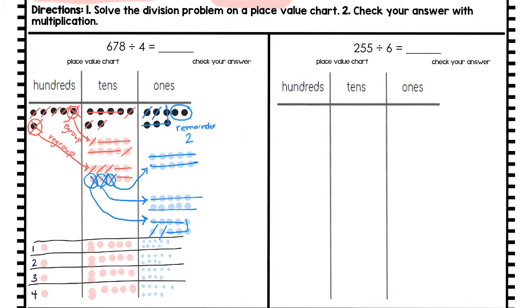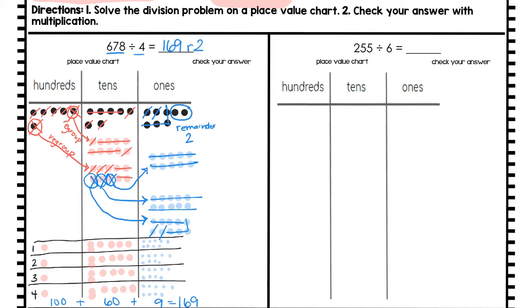Now let's count. How many do I have in each group? 100. 1, 2, 3, 4, 5, 6 tens. So that would be 100 plus 6 tens is 60 plus 9 ones. If I add those together, I get 169. So 678 divided by 4 is 169 in each of the 4 groups with a remainder of 2.